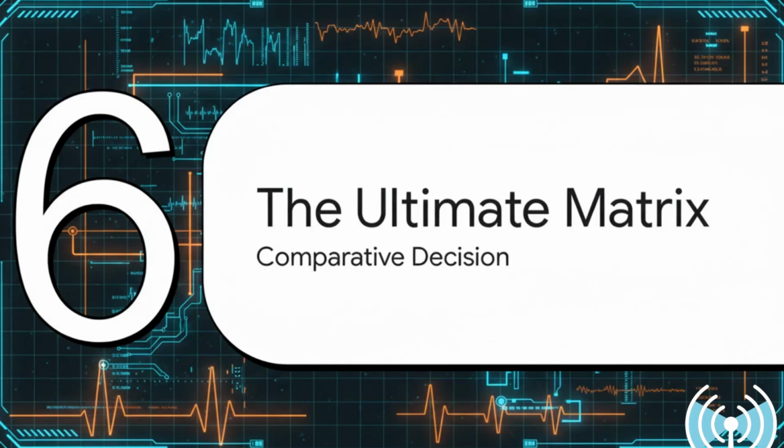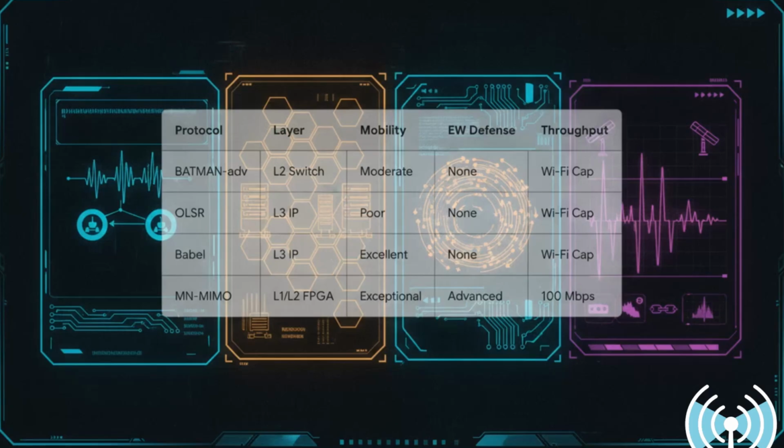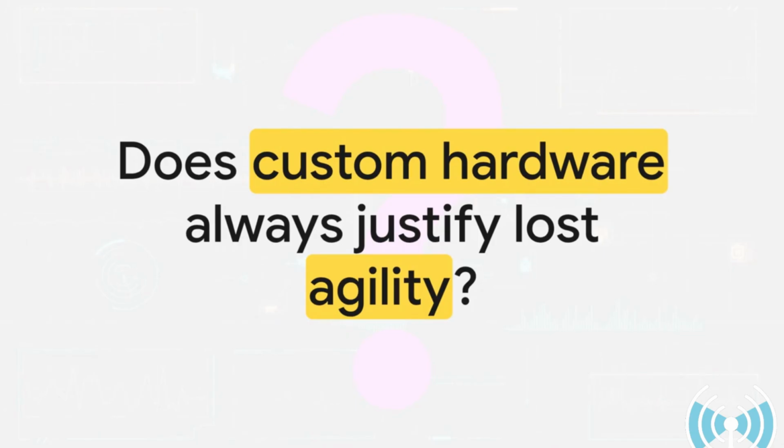Finally, part 6, the ultimate matrix. Looking at the deployment metrics across the board, you can clearly trace the capability escalation. You've got BATMAN-adv giving you that seamless Layer 2 local bridging. Then you move to OLSR for highly stable fixed Layer 3 mapping. You scale up to Babel for those ultra-fast dynamic software swarms. And then, jumping straight to the top tier, you have MN-MIMO for pure military-grade spectrum dominance that completely shatters the commercial Wi-Fi hardware cap.